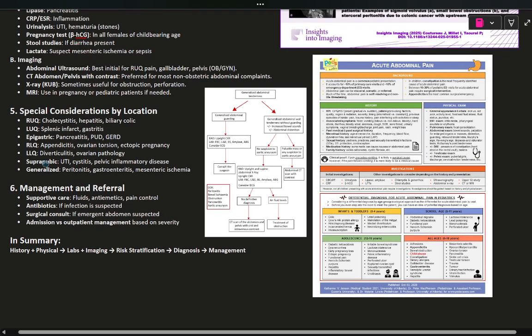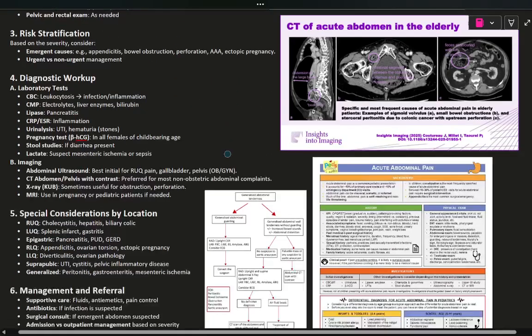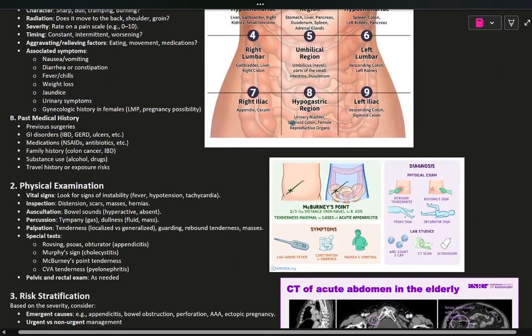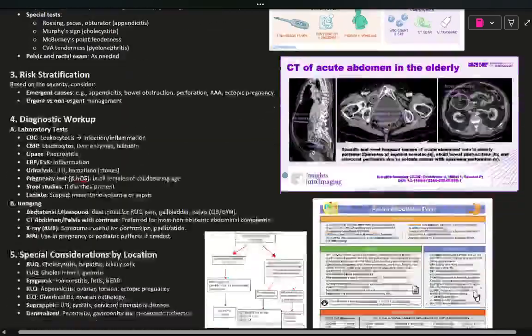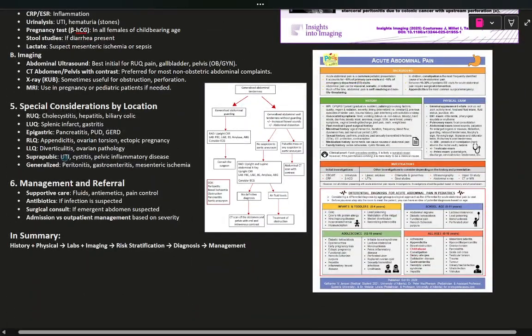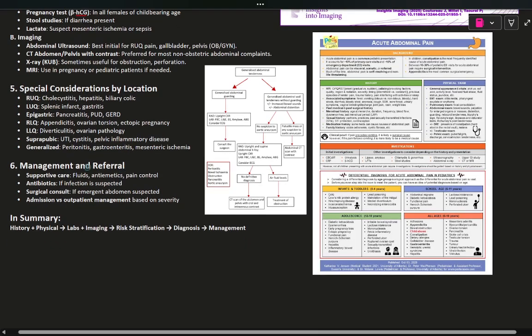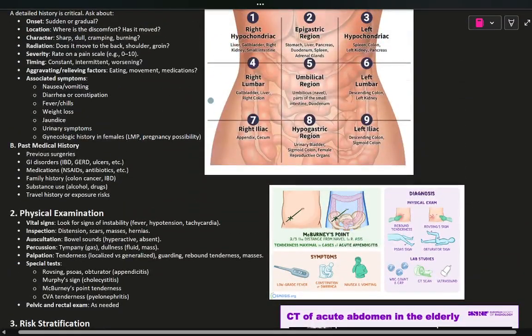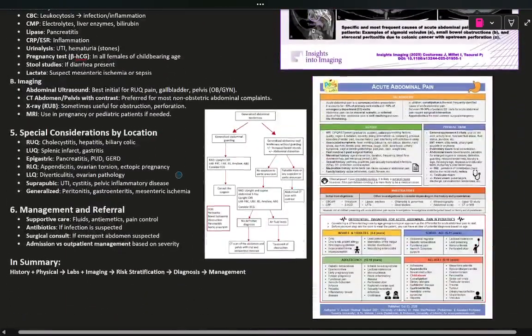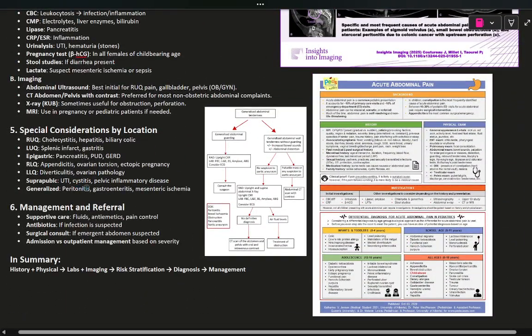For pain in the suprapubic region, or just above where the pubic symphysis would be, so just about here, you should suspect urinary tract infection, cystitis, or pelvic inflammatory disease. And if the pain is more generalized or not specific to any particular region, you should suspect peritonitis, gastroenteritis, or mesenteric ischemia.